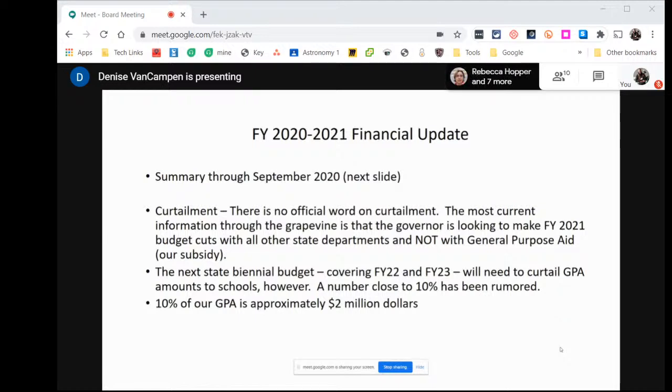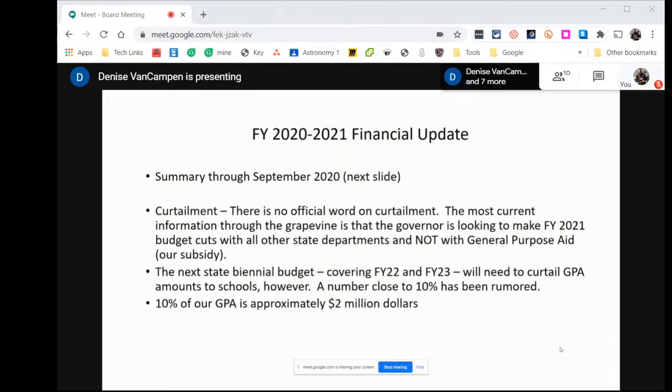She is trying to hold general purpose aid steady for this year. What it will mean is that we'll pay our pound of flesh in the biennial budget next year and the year after. It's a horrible way to say it, though. We'll pay our pound of flesh. Yeah, we will. Again, the curtailment to GPA for those two fiscal years, a number of 10% has been rumored, and 10% to us is about $2 million.